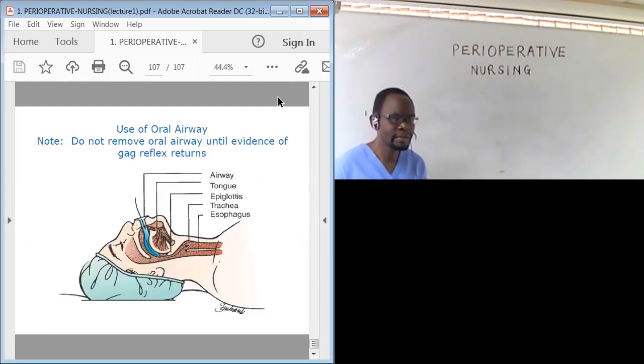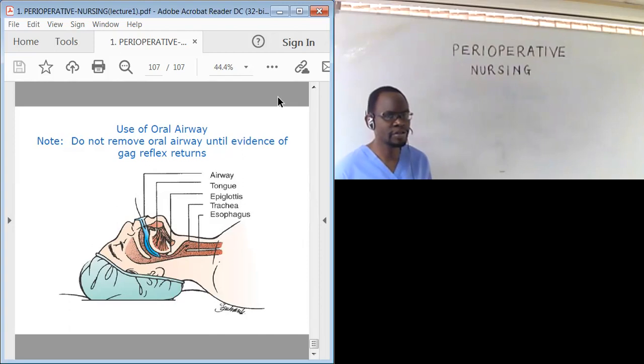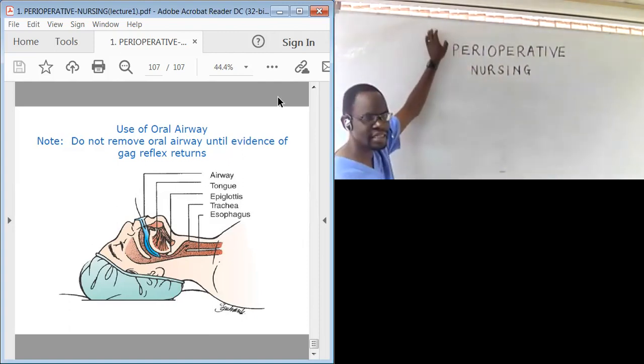You can also use an oral airway if the patient is unable to maintain an open or patent airway. And so basically, that marks the end of perioperative nursing.